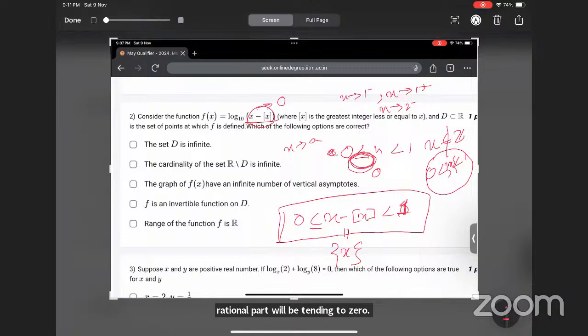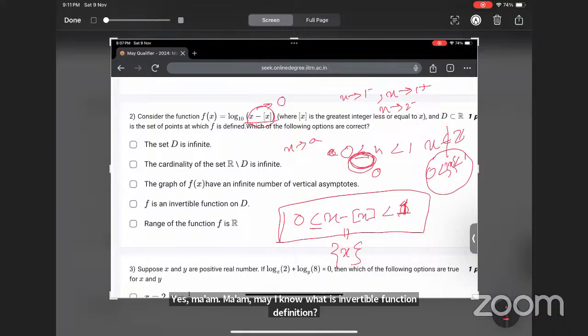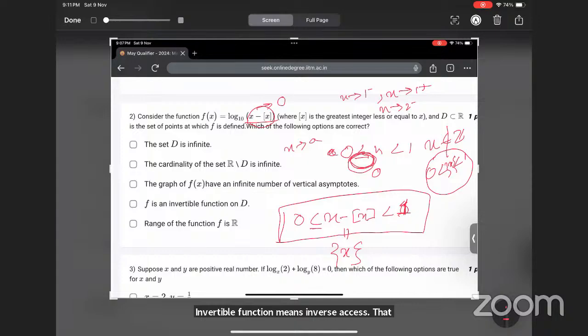Is it clear? Yes, ma'am. Ma'am, may I know what is the invertible function definition? Invertible function means the inverse exists. That means a bijective function. So bijective function and invertible function are the same. Okay, ma'am.